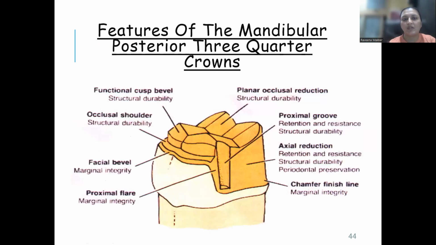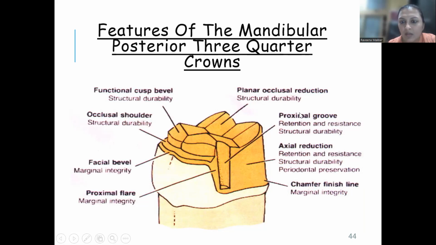And these are the features of the mandibular posterior three-quarter crowns. First of all, the planar occlusal reduction providing structural durability, followed by the functional cusp bevel, which again provides structural durability. Then the occlusal shoulder, where this functional cusp bevel ends, the occlusal shoulder is formed using the number 170 burr.